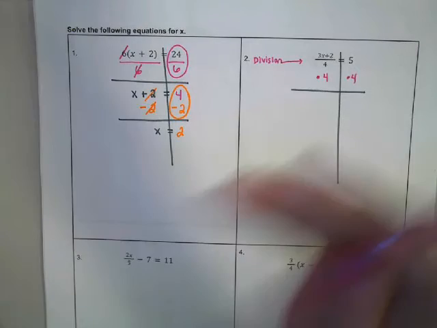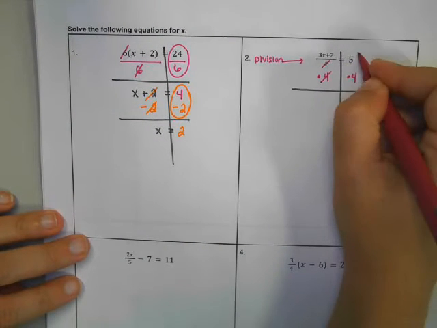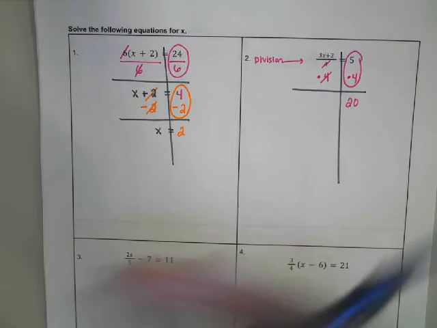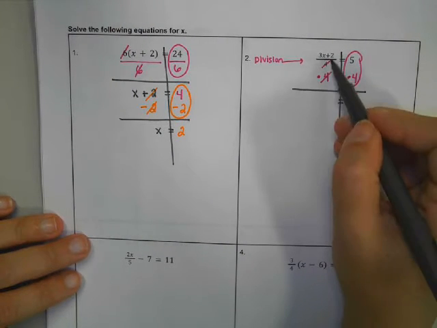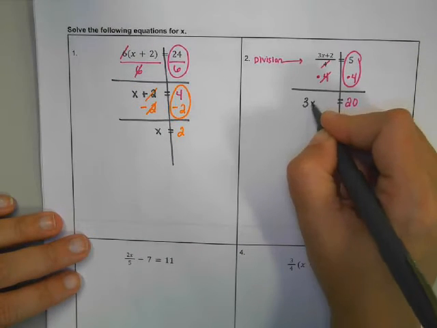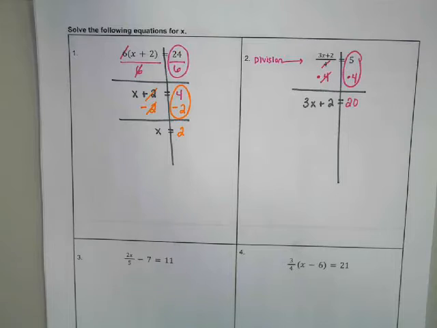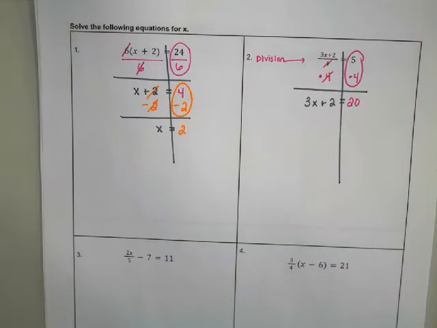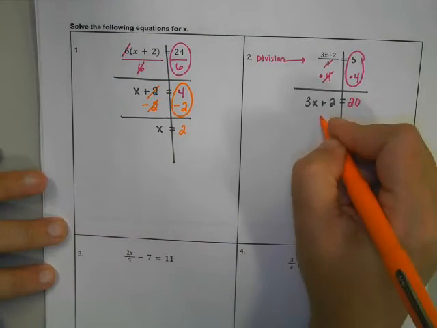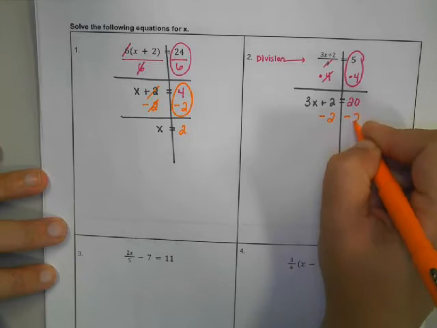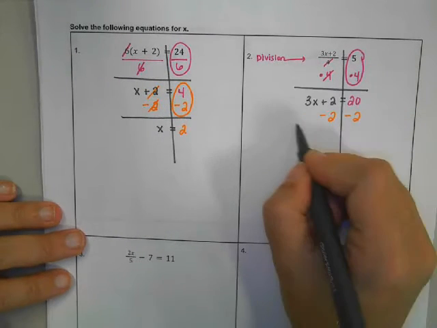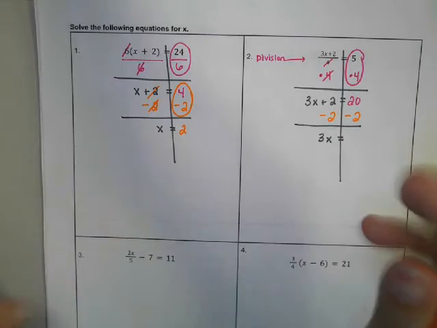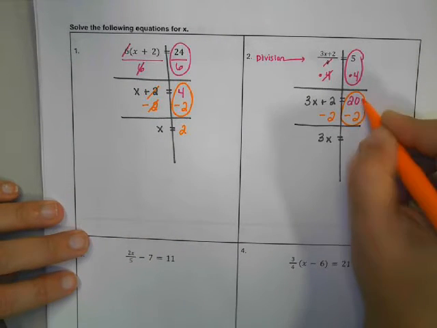Now that means that this 4 cancels this 4, and the 5 times 4 is 20. I'm going to drop down the 3x plus 2. Now that next equation, if you look at just this equation, looks just like an equation we learned how to solve before. So in order to solve this, I'm just going to subtract 2 on both sides as my next step. And that gives me 3x equals 20 minus 2, which is 18.